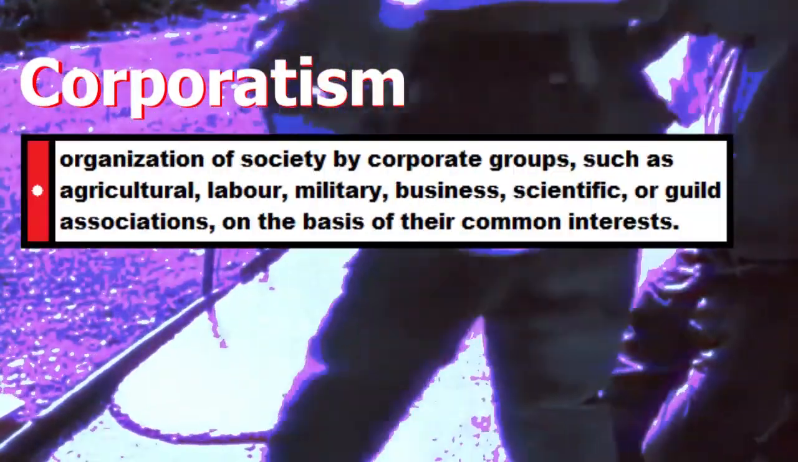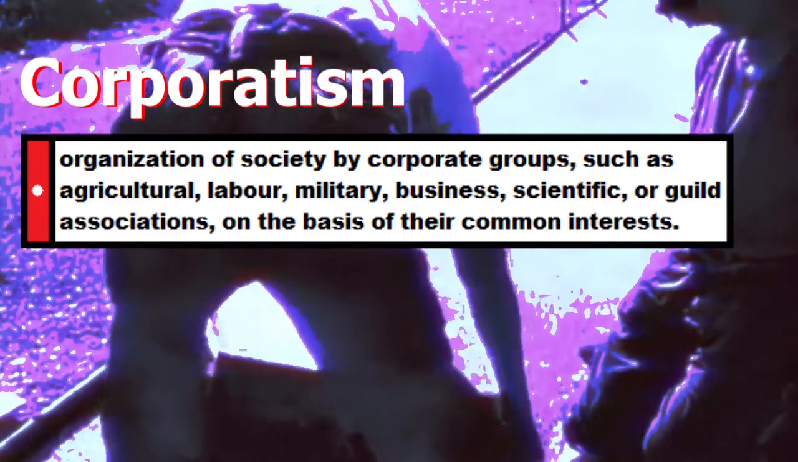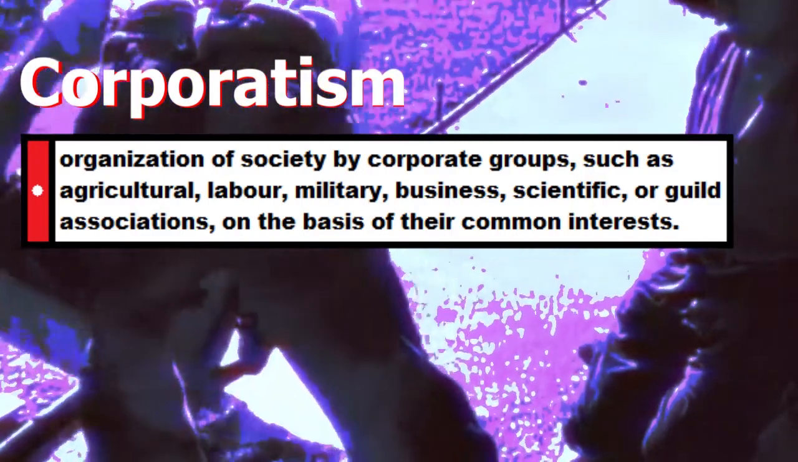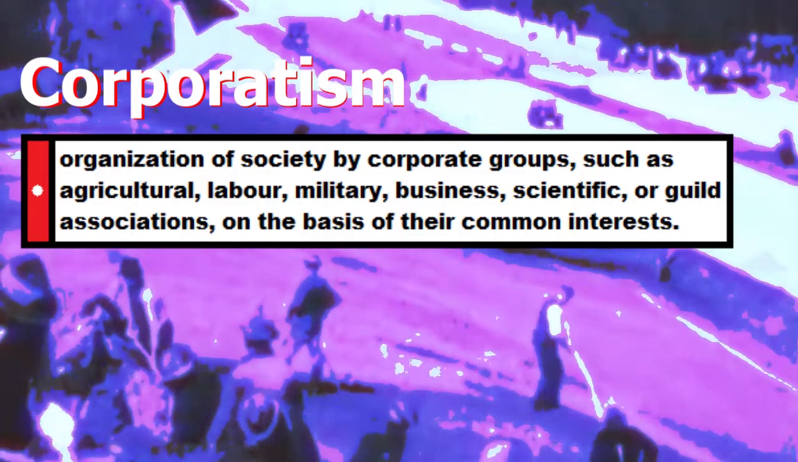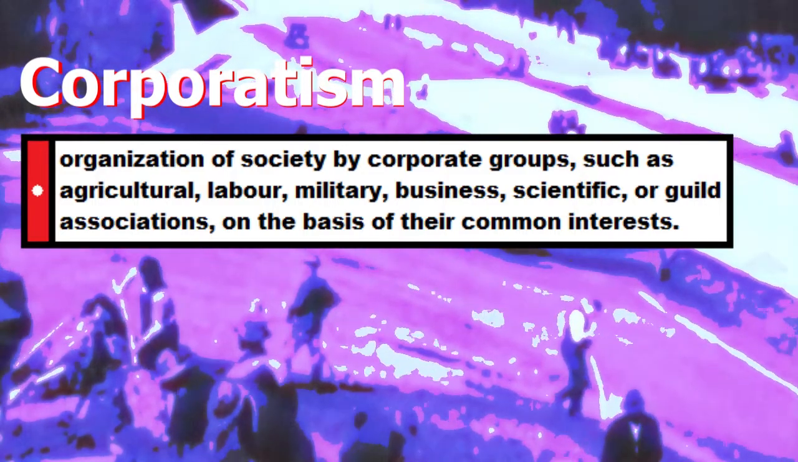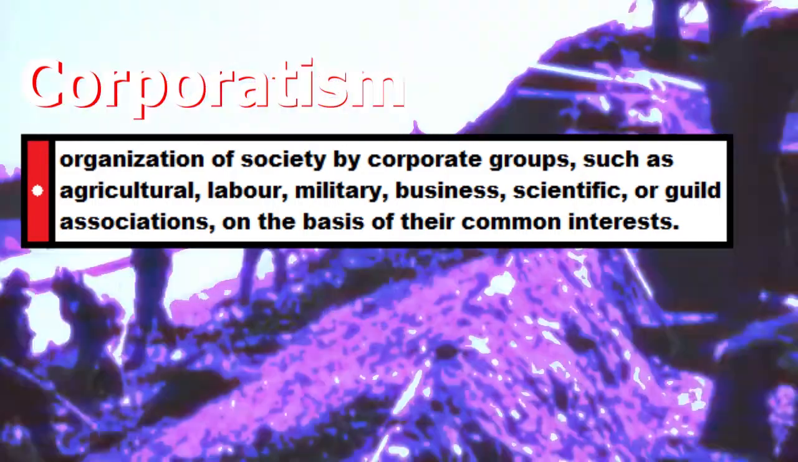Another commonly listed item is corporatism, framed as the inherent economic model for fascism. This is due to its prevalence in the interwar period and more specifically Mussolini's usage of corporatist economics. Corporatism is the organization of society by corporate groups such as agricultural, labor, military, business, scientific, or guild associations on the basis of their common interests. This can manifest in many different ways and for many reasons.